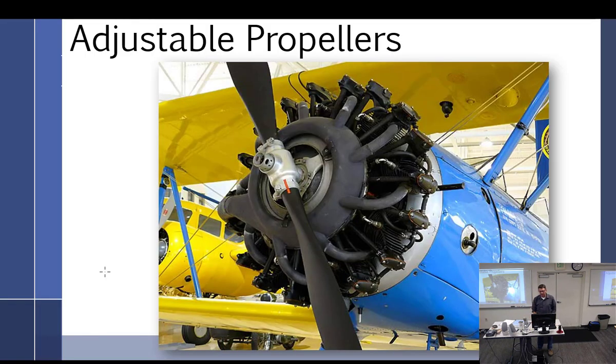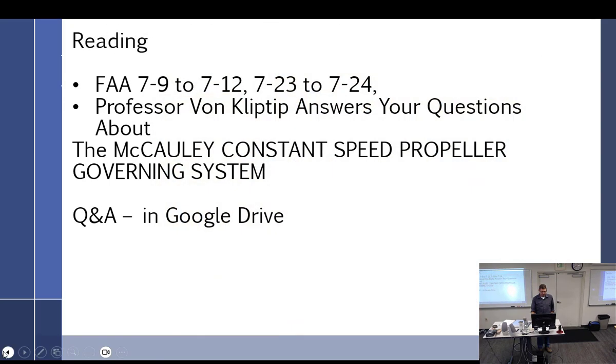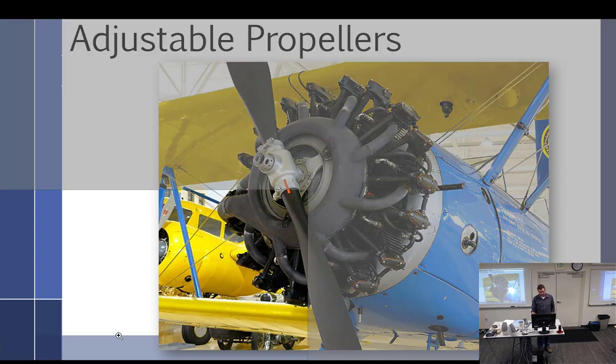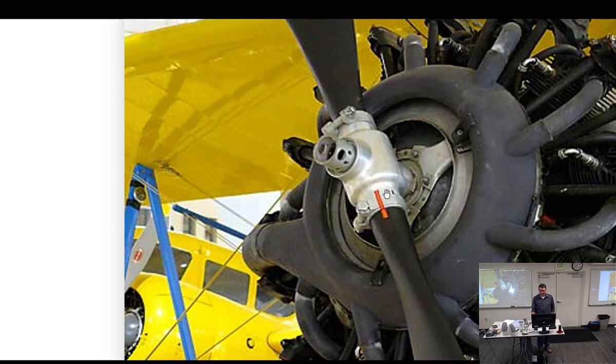So here's my example of a ground adjustable propeller on a Stearman, Boeing Stearman. And it's a good ground adjustable. It's the one you guys are using in lab. You'll notice what this one has is a stripe on it. And that stripe is so that you know when it's broken away.